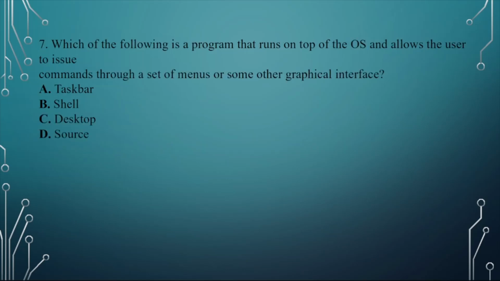Question number 7. Which of the following is a program that runs on top of the OS and allows the user to issue commands through a set of menus or some other graphical interface? A. Taskbar. B. Shell. C. Desktop. D. Source.